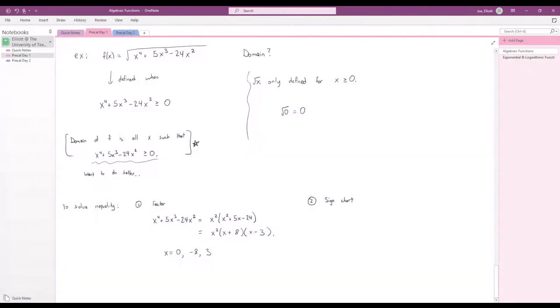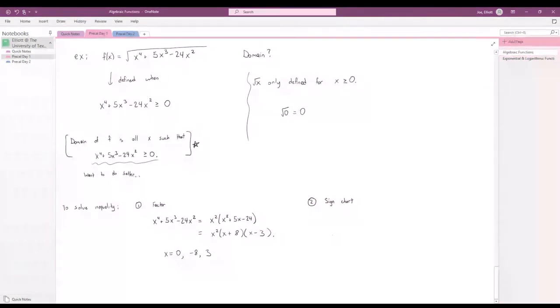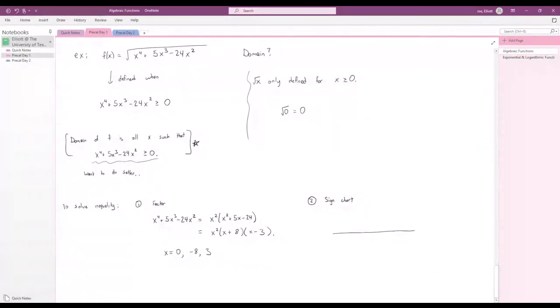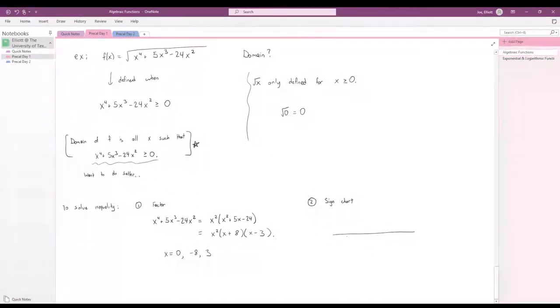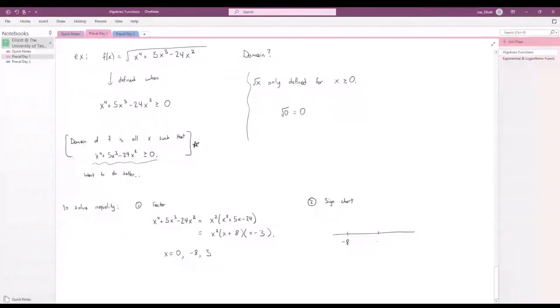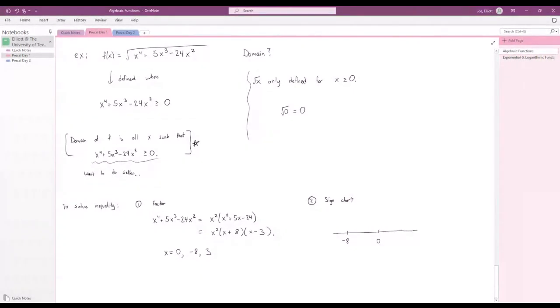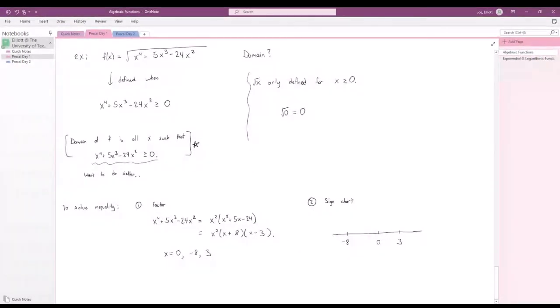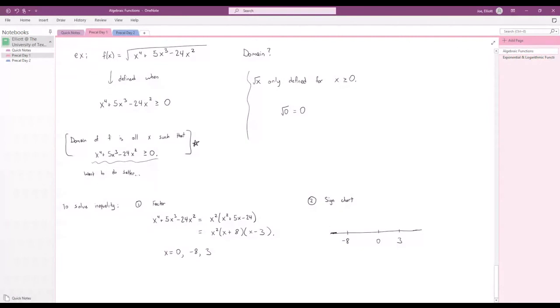So let me try to explain how this sign chart works. I'm not sure how many of you have seen this before, but this is something that you'll be doing a decent amount of in your first calculus class. So I wanted to just introduce the idea in an example. I'm just going to draw a number line right now, and I'm going to mark these 3 points that we found just now from factoring.